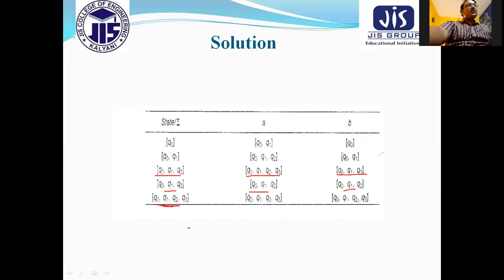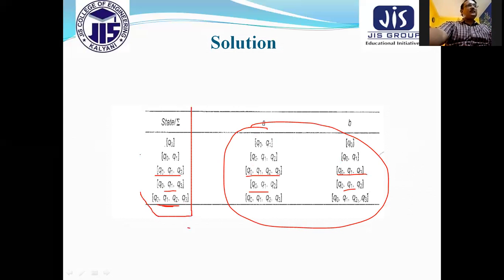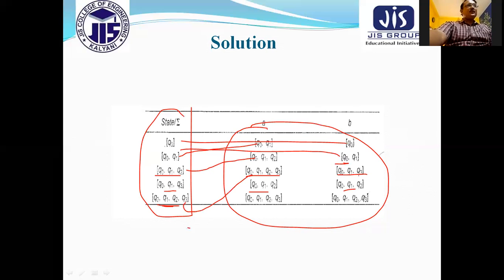Why will it stop here? We can see all the states of this part are already present in this table. Q0 is present here, Q0, Q1 is present in this part, Q0, Q1, Q2 is present in this part. It is already present here. Now Q0, Q1, Q2, Q3 is present in this part. Q0, Q1, Q3 is present in this part. Q0, Q1, Q2 is present in this one, and already present in this part.